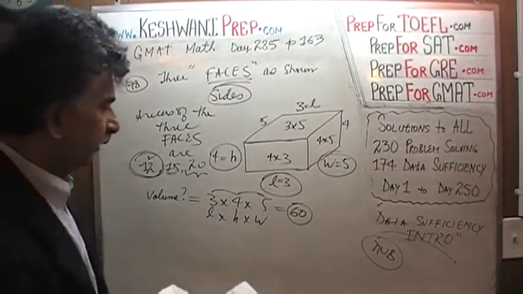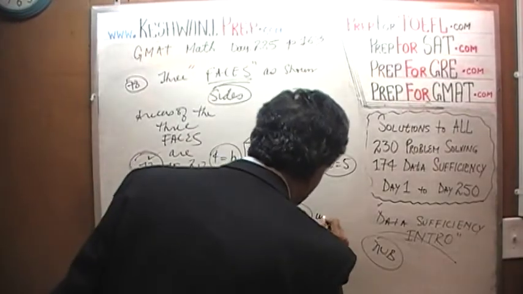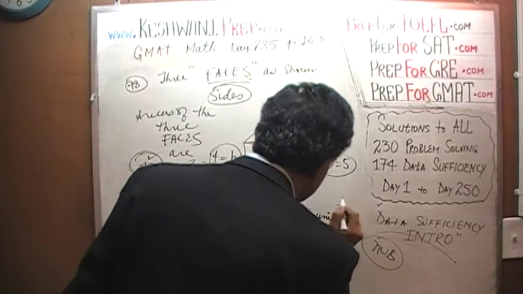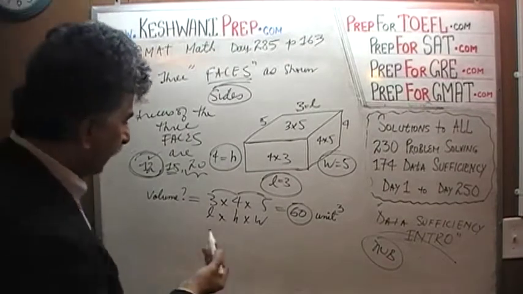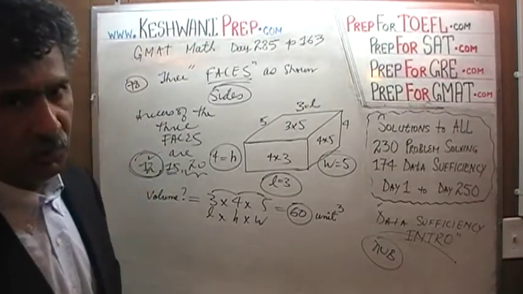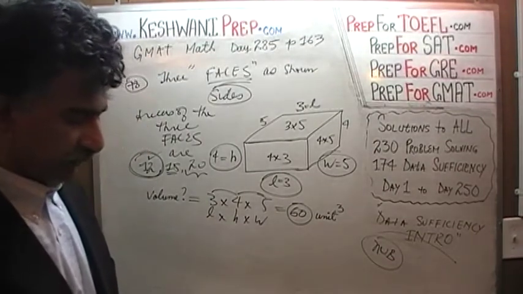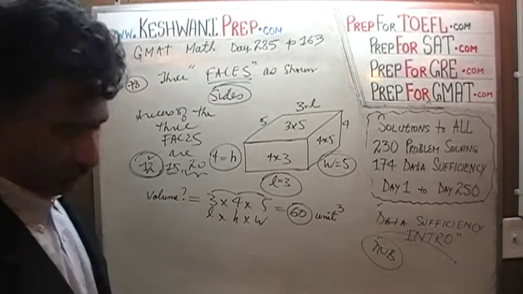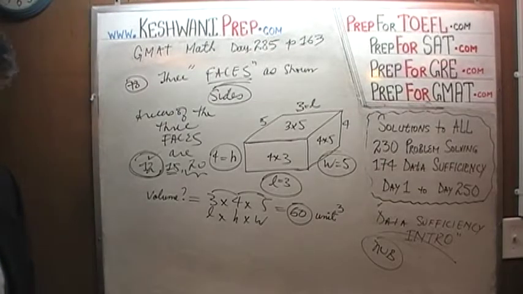60 cubic units. Whatever the unit happens to be, it has to be cubed, because it's unit times unit times unit. Cubic unit is the proper terminology. 60 cubic units. Let's do the next one, shall we?